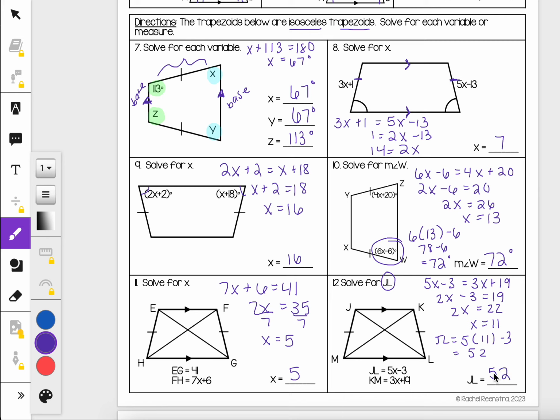All right, so that is it for trapezoids and isosceles trapezoids.